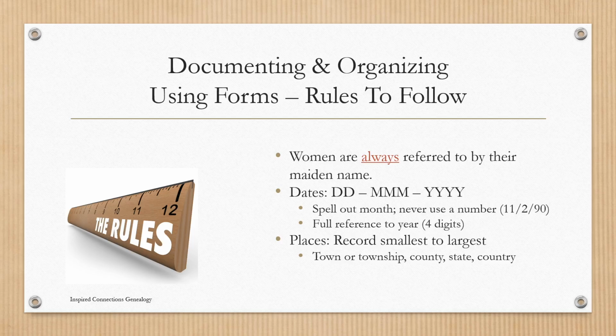When it comes to recording places, typically go from smallest to largest. So start with identifying a town first, or a township, followed by name of the county, name of the state, and then the name of the country. If you only know the state, just list the state and the country, or just the county, just from the county on up. Document what you know and be consistent in the manner that you do it.